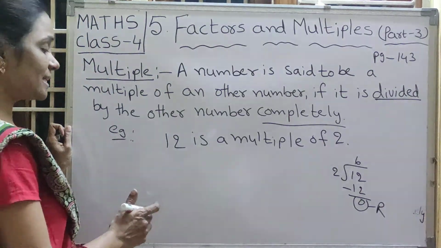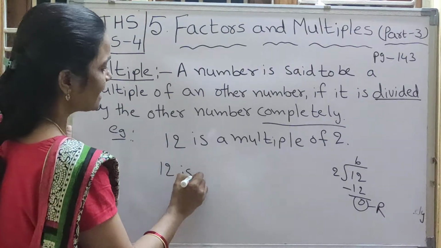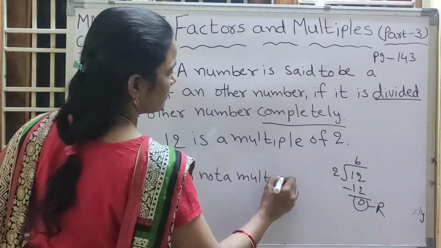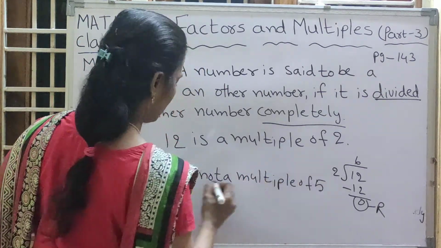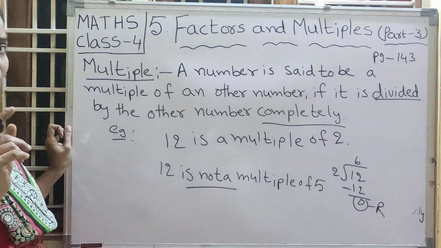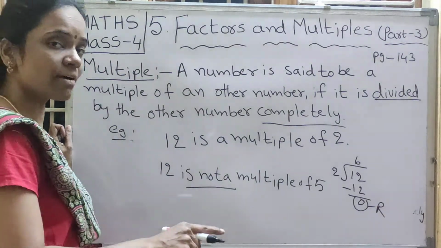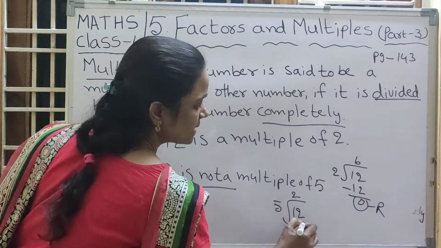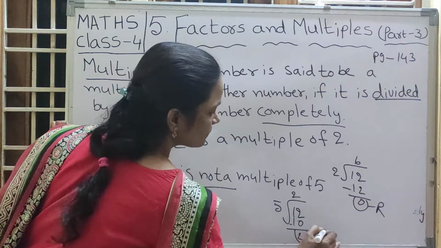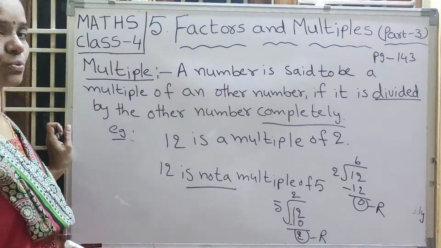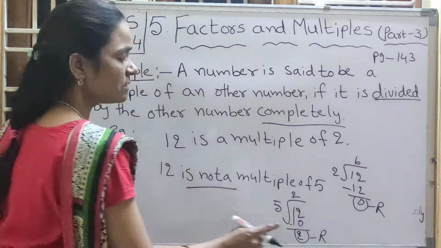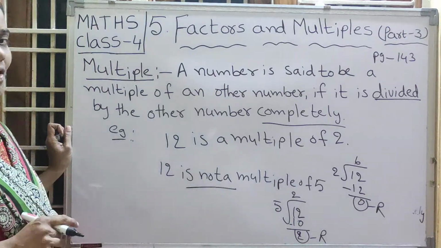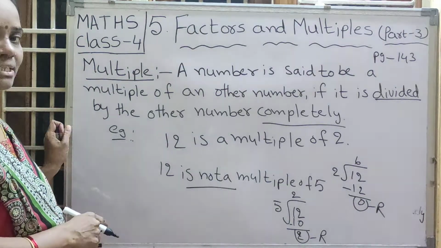But 12 is not a multiple of 5, because 12 is not divided by 5 exactly. Shall we check? 5 2s are 10. 12 minus 10 is 2. 2 is the remainder. So if the remainder is 0, it is a multiple. Here 12 is not a multiple of 5, because in the 5 table we will not get 12. I hope you understood. Note it down, children.